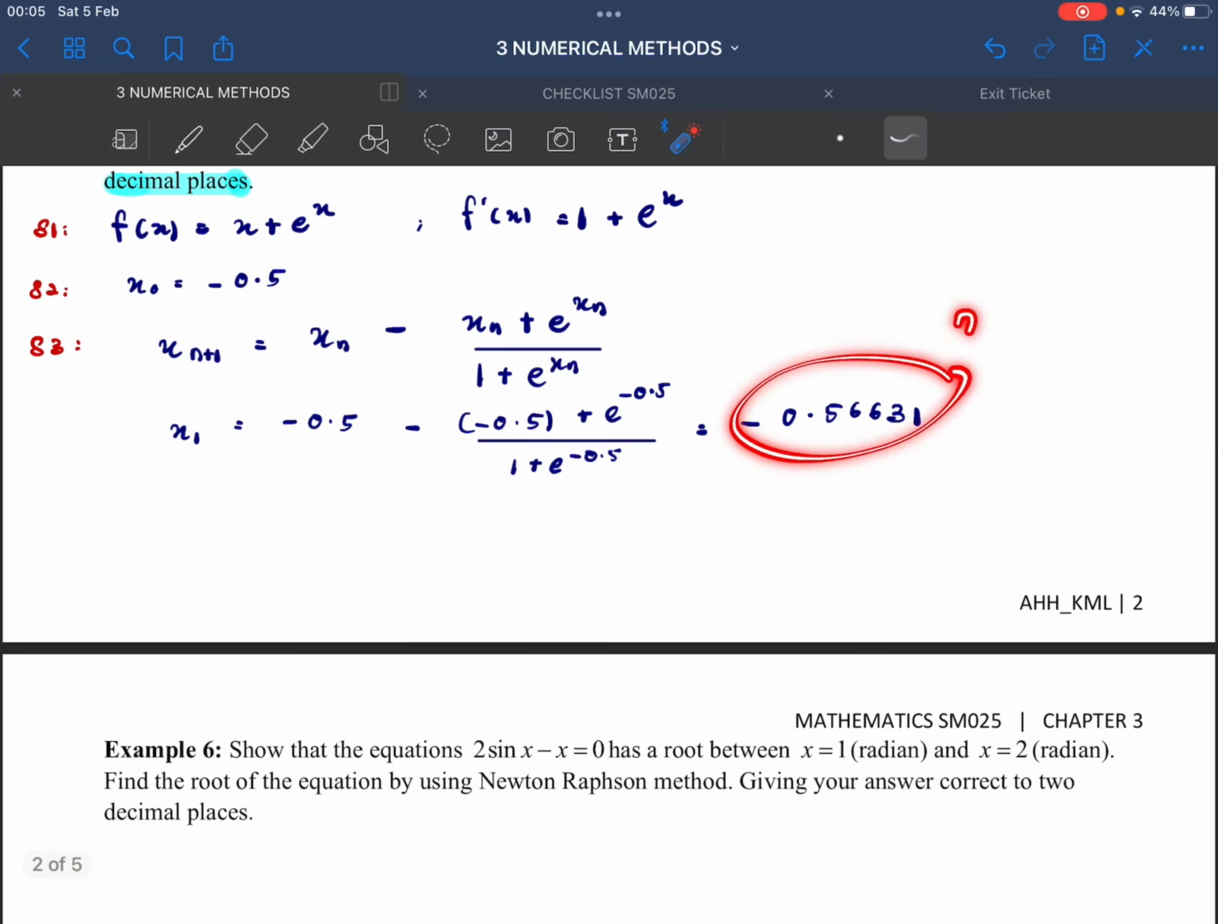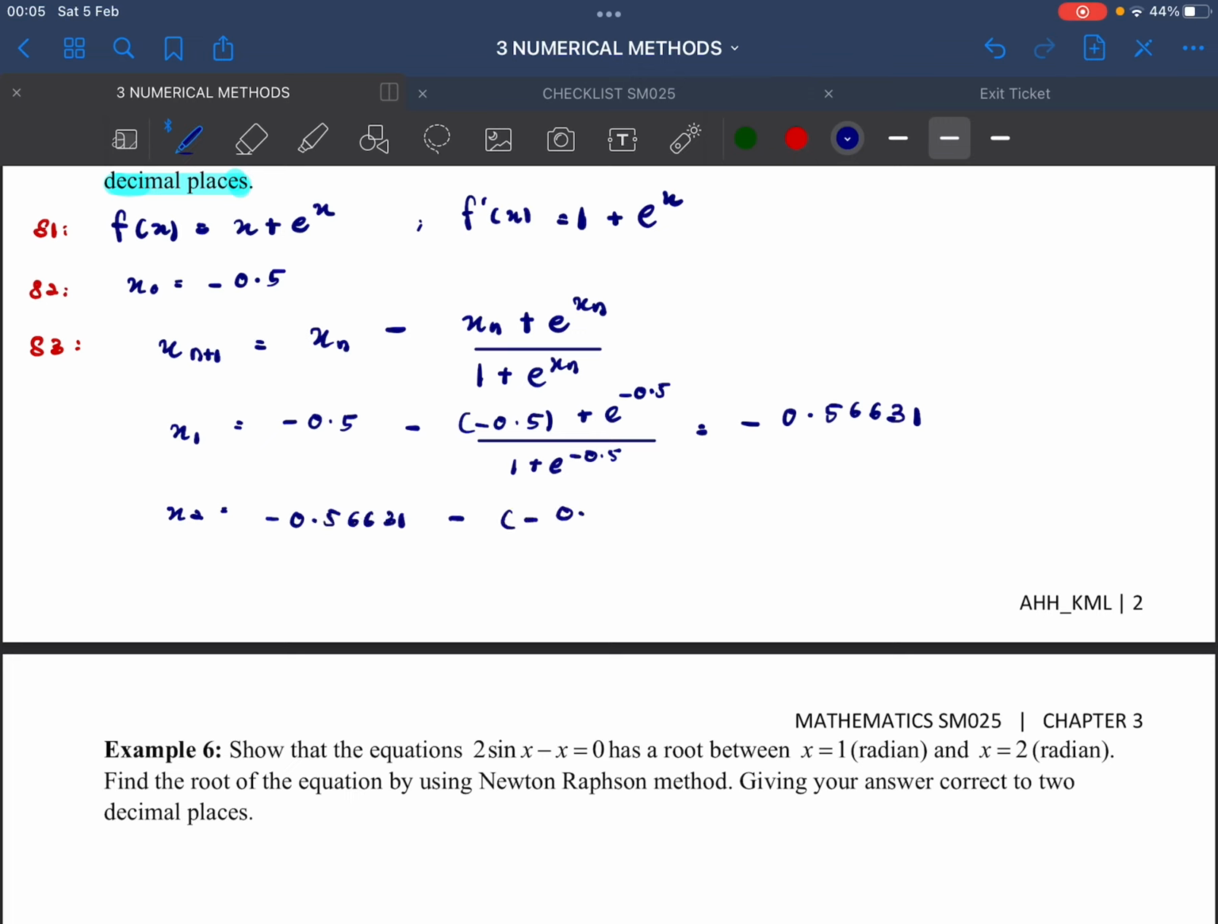So since this is our x1, so x1 plus 1, the next one is x2, obviously. So we are going to substitute that value: negative 0.56631 minus negative 0.56631 plus exponent negative 0.56631 divided by 1 plus exponent negative 0.56631. Okay, you can press all of it on the calculator.